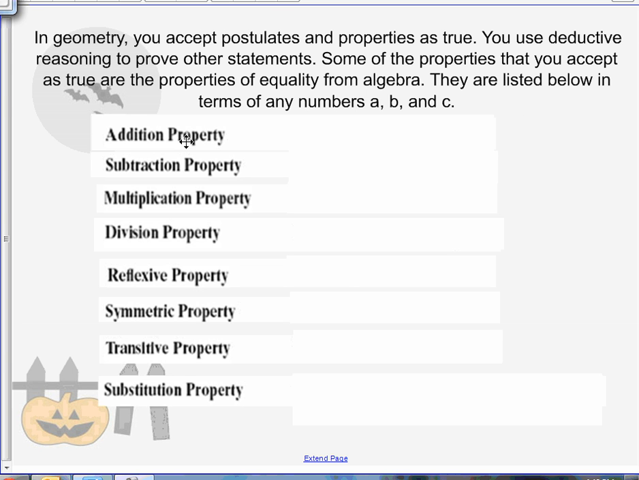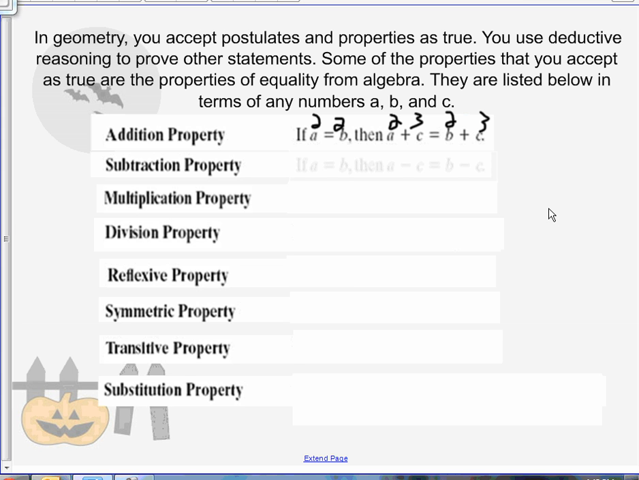Okay, so the first property we have is the addition property. The addition property just says that if A equals B, then A plus C will equal B plus C. So that just means that if A and B were both 2, then you would have 2 here and 2 here, and let's say that C is 3. Well, we know that 2 plus 3 equals 2 plus 3, okay?